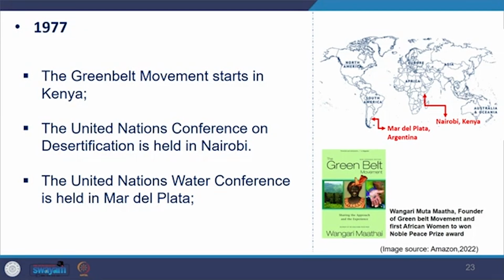And there were other conferences also. People were coming together to discuss the issues. The United Nations Conference on Desertification was held in Nairobi. Then you also see the United Nations Water Conference held in Mar del Plata. And all of this sets the goal for providing clean water and adequate sanitation to all in the world by 1990. So that was the target which was set at that time.